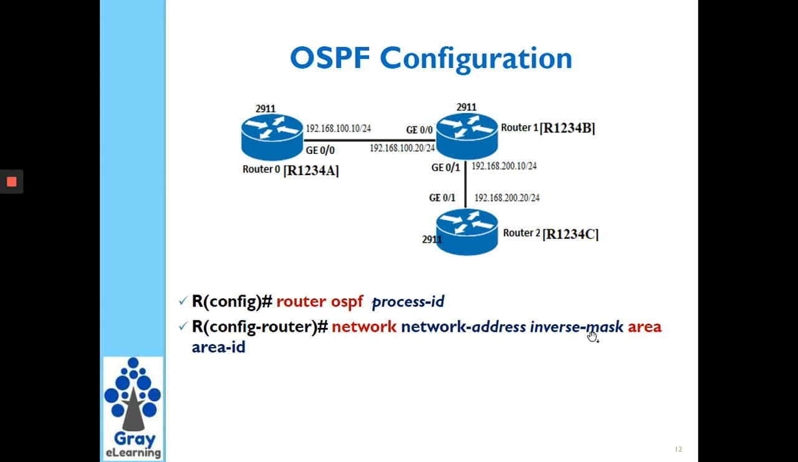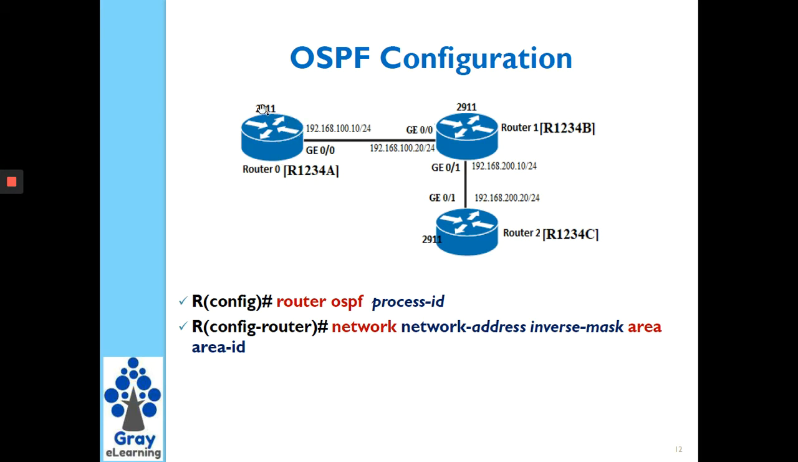In my previous two videos, in the configuration of RIP and in the configuration of EIGRP, we didn't use any mask. After that, we used area. Then you have to enter the area ID. So let me start how we can configure.